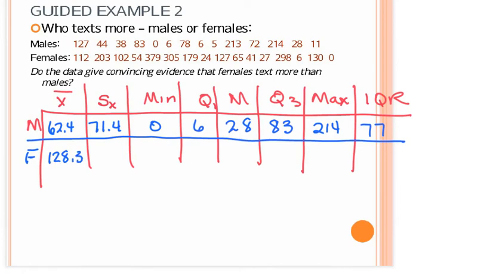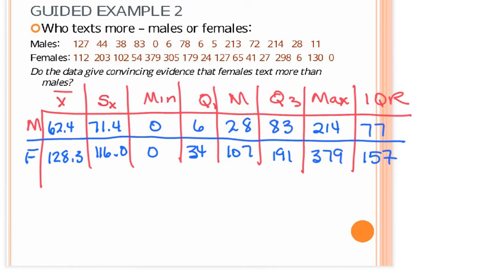128.3, 116, that's a huge deviation. 0, 34, 107, 191, 379, and 157. All right, if we go ahead and put these out on a box plot, we should be able to get a good idea of where the data is lying and if it's skewed or not.